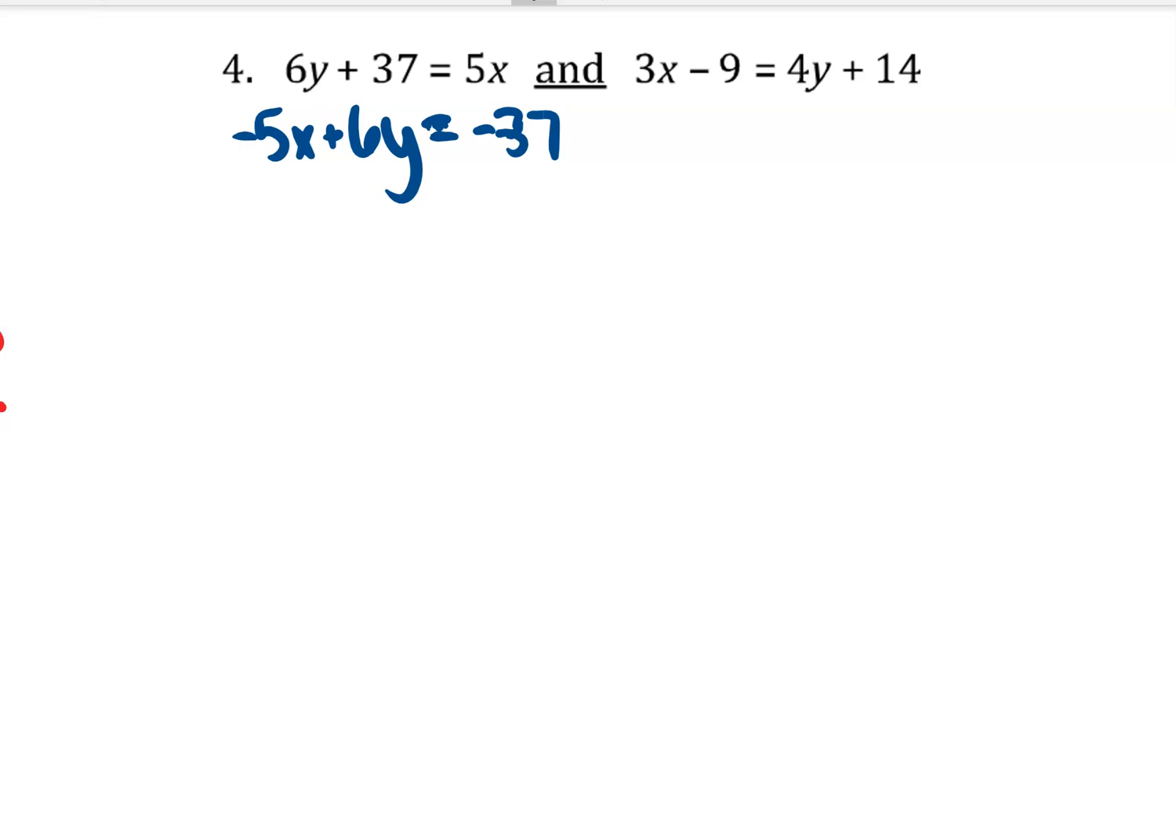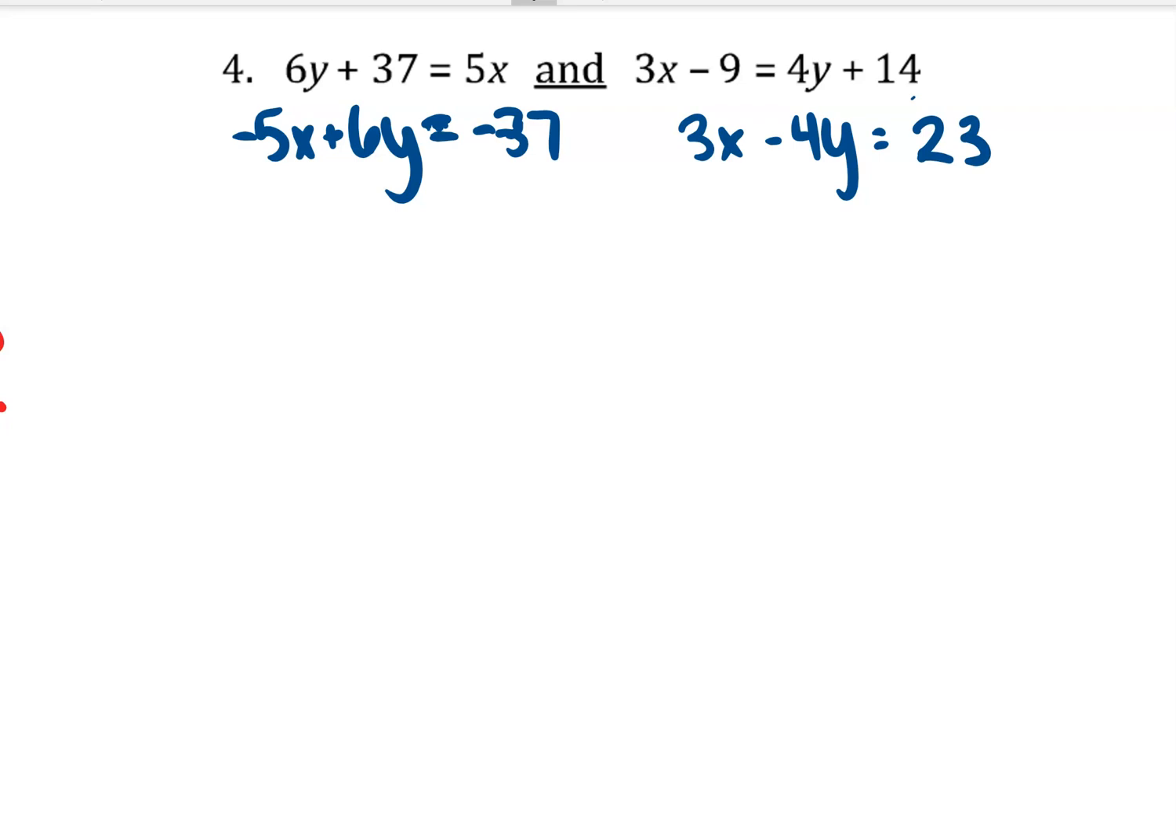And then same deal on the next one. I want to get it into standard form. So I'm going to leave the 3x where it is. I'm going to subtract the 4y over. And now I'm going to add the 9 to the other side. That will combine with the 14, so that'll be 23.